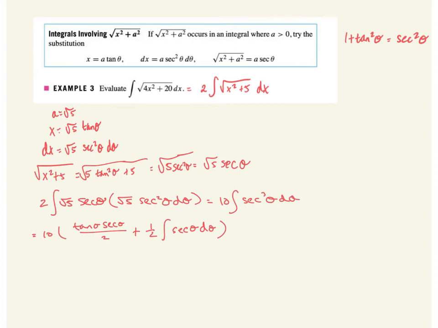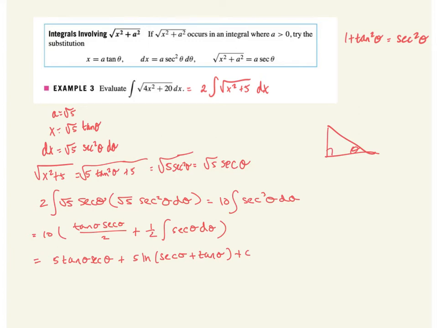Okay, also in that trig table, from here I would then have 5 tan theta secant theta plus 5 ln of, I don't need my absolute values because of the domain, secant theta plus tan theta plus c. Final step, replace all of the theta terms with x terms. So I need my triangle again.